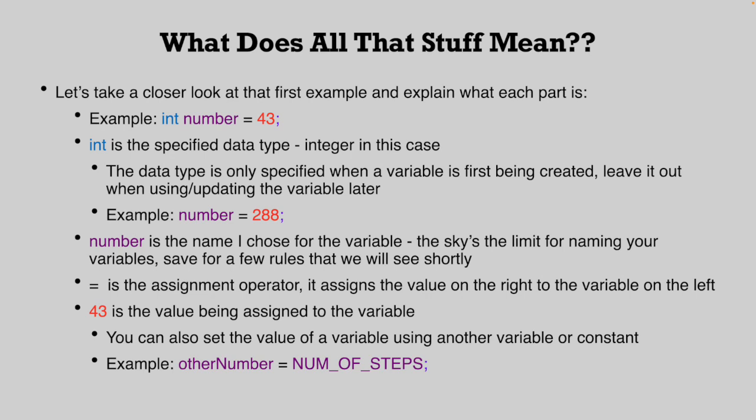So here under we can see number equals 288. That's updating the value. We don't need the data type. It's already known to be an integer, so you don't need to declare it again. In fact, you shouldn't declare it again, otherwise you get an error.